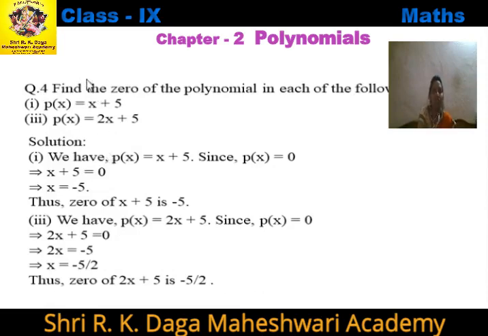Now question number 4 of this exercise is find the zero of the polynomial in each of the following. You have given a polynomial and you have to find out the zeros of the polynomial.